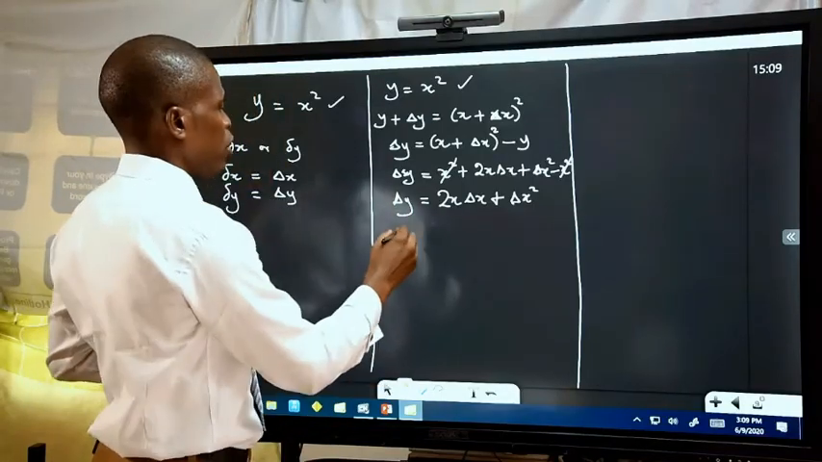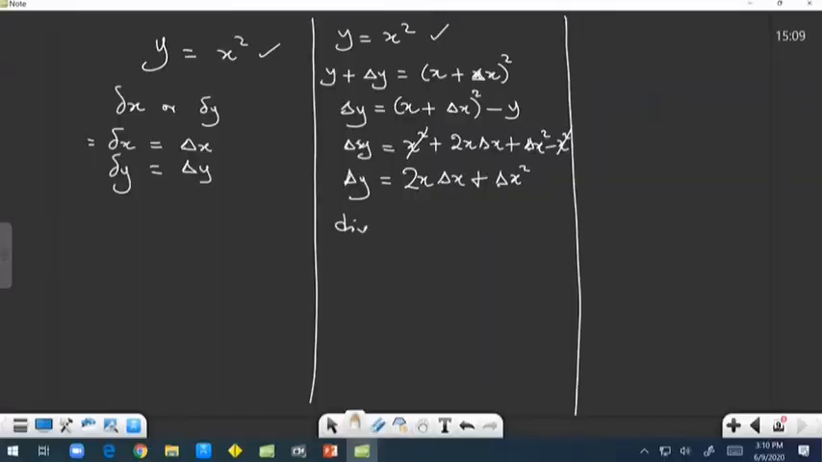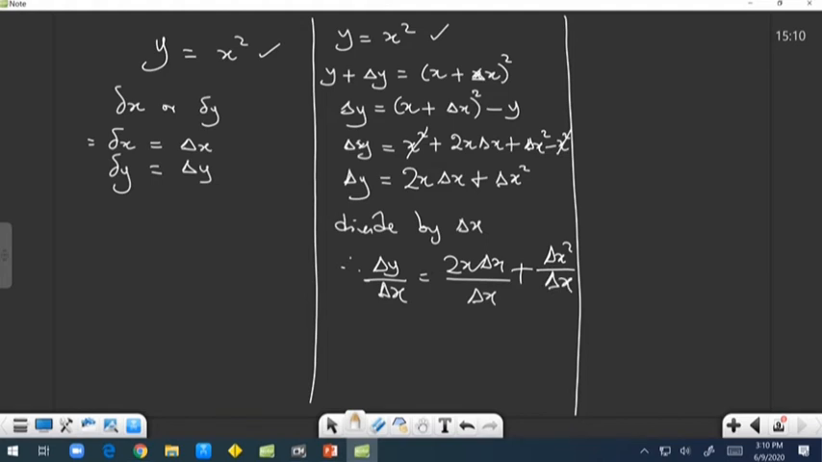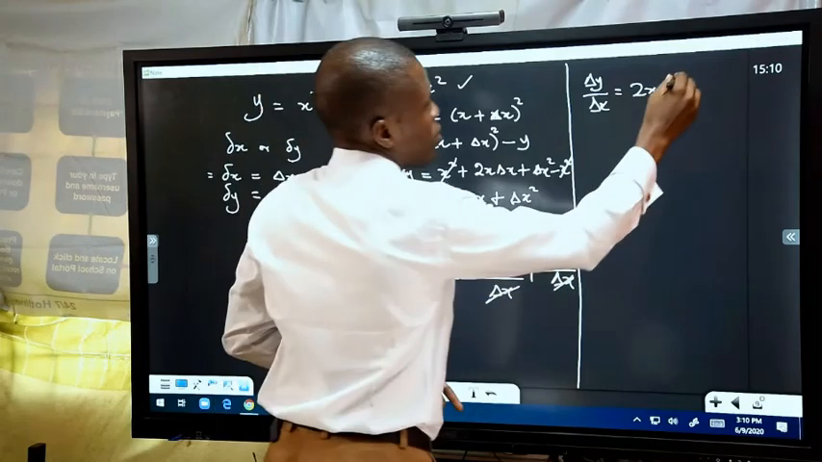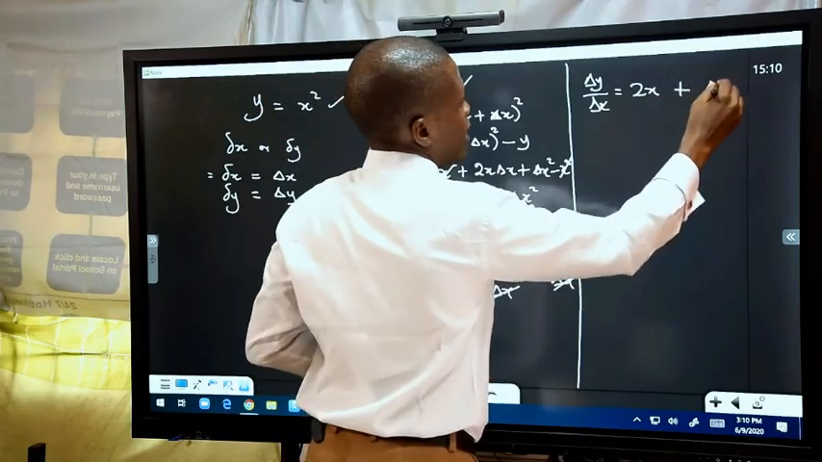So using this gradient function, we divide by delta x. So when we divide by delta x, we have delta y divided by delta x is equal to 2x delta x divided by delta x plus delta x squared divided by delta x. This cancels this, and this cancels one of these. So we have delta y divided by delta x is equal to 2x plus delta x.